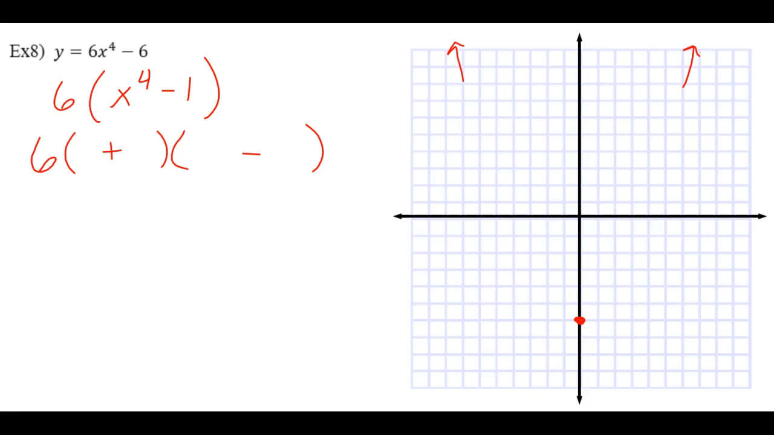Okay, so what times what is x to the 4th? X squared. And what times what is 1? 1 times 1. Okay, 6 out front.